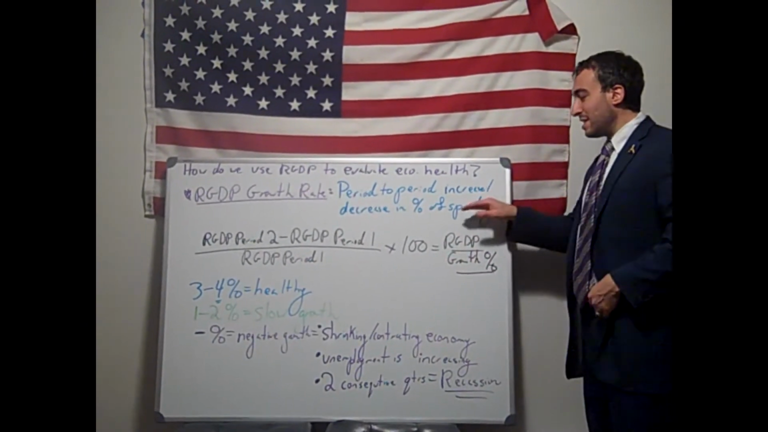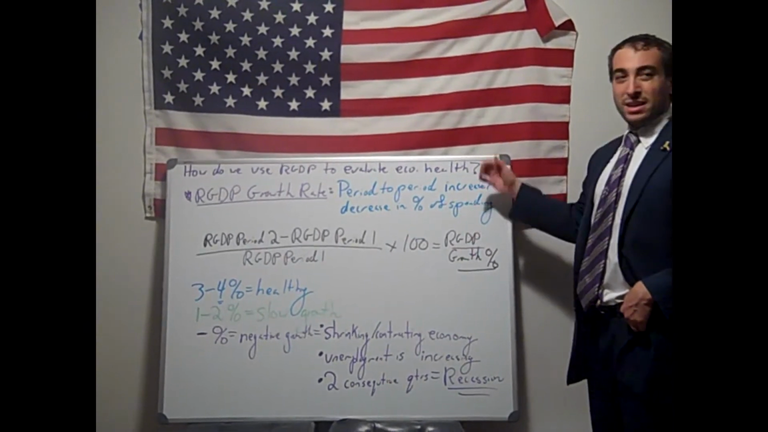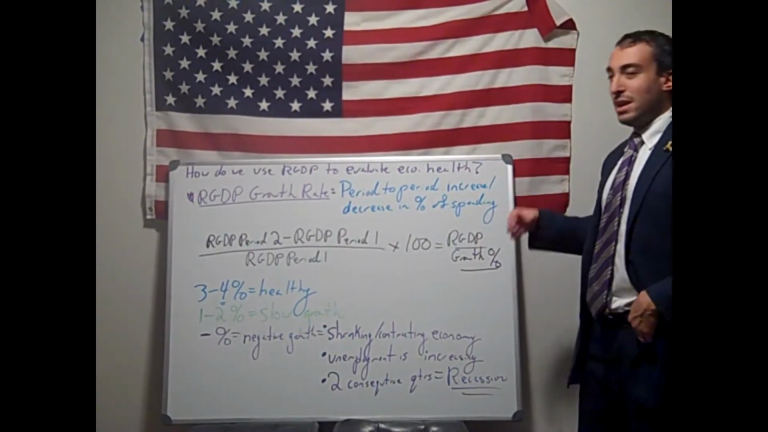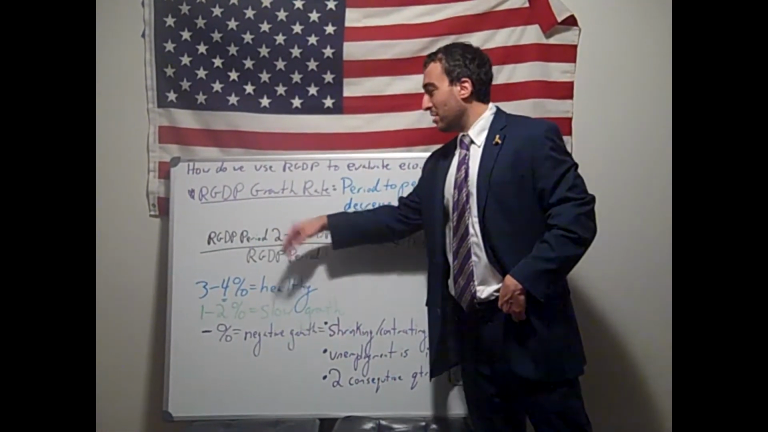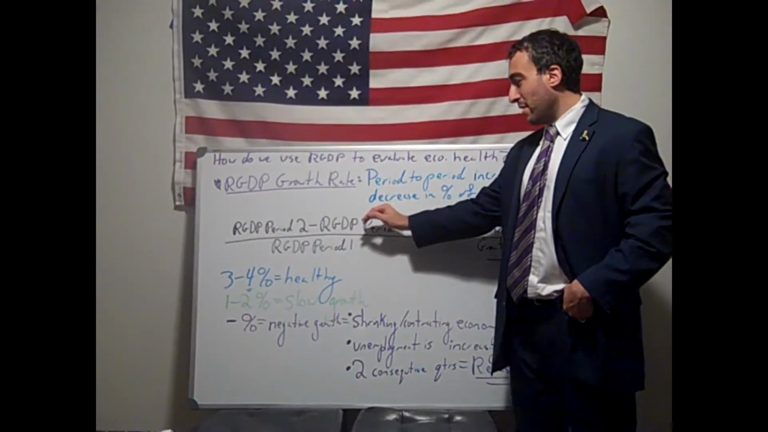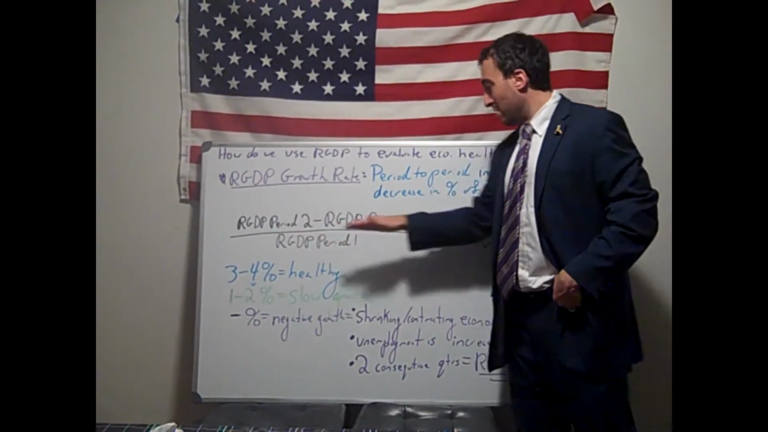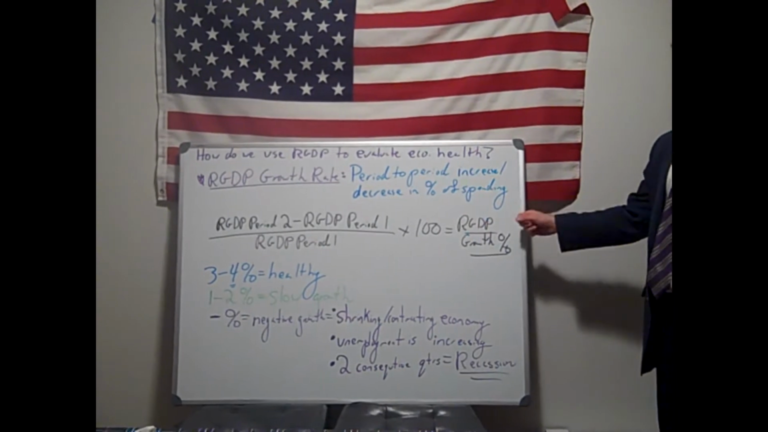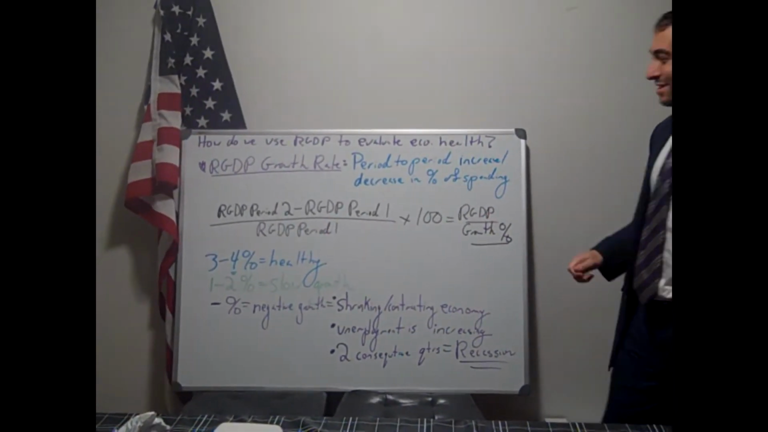And we're looking at the percentage increase or decrease of spending in each quarter. And the formula is the change in periods, so real GDP period 2 minus real GDP period 1, divided by real GDP period 1, times 100 to give you that percentage, and you have the real GDP growth rate.